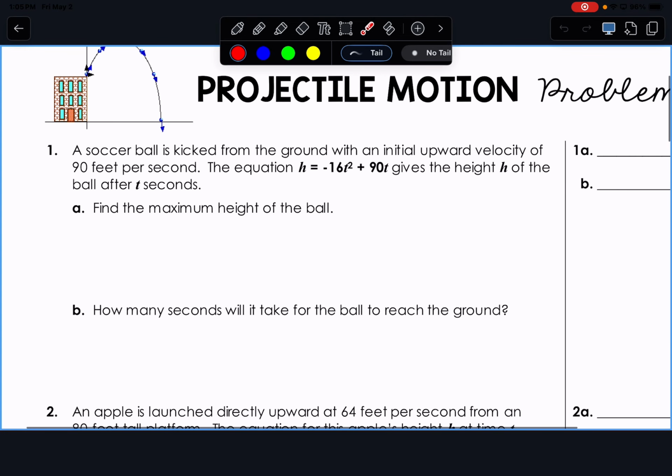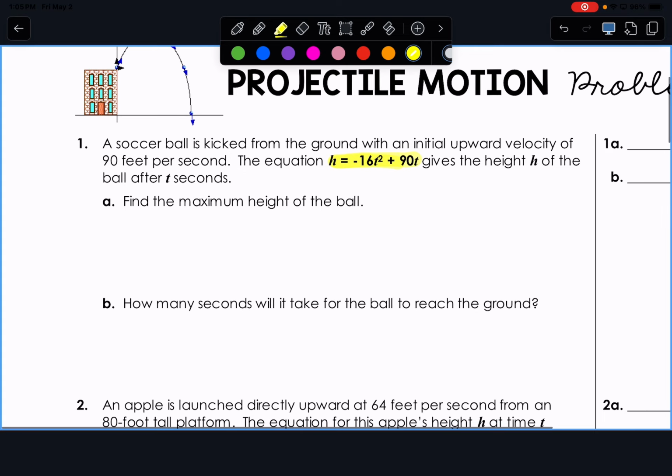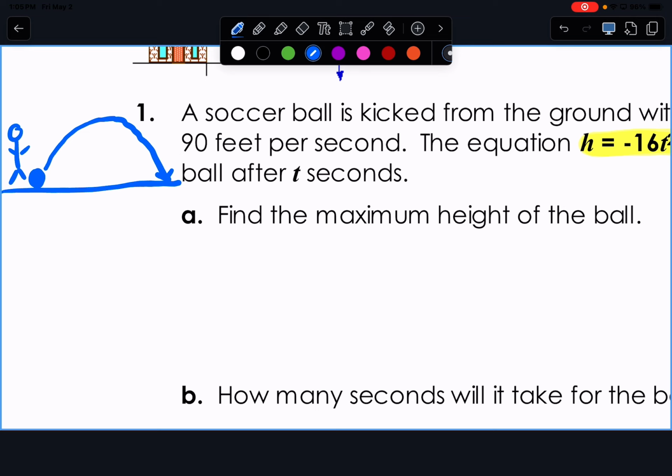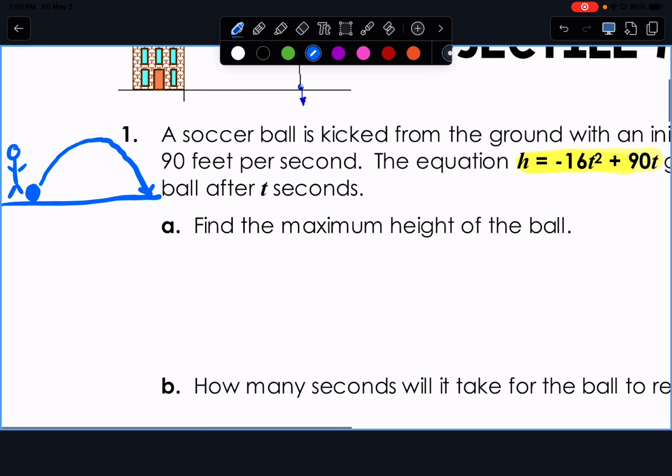Information about the scenario we've got going on here. It tells us our equation. It also tells us what we're modeling. If I wanted to draw this out, we have a person, we have a soccer ball, it is getting kicked and going like that. That is what's happening.